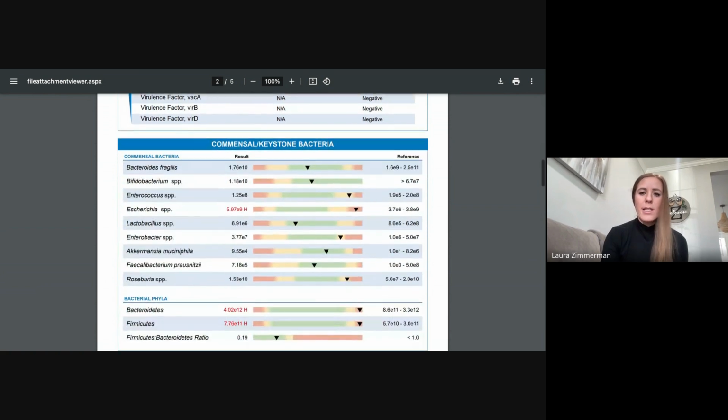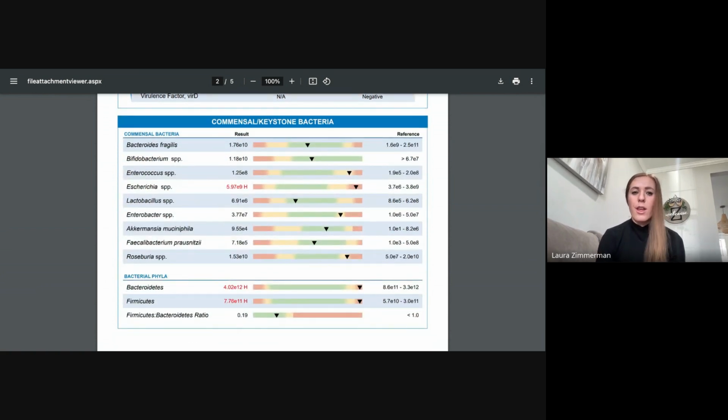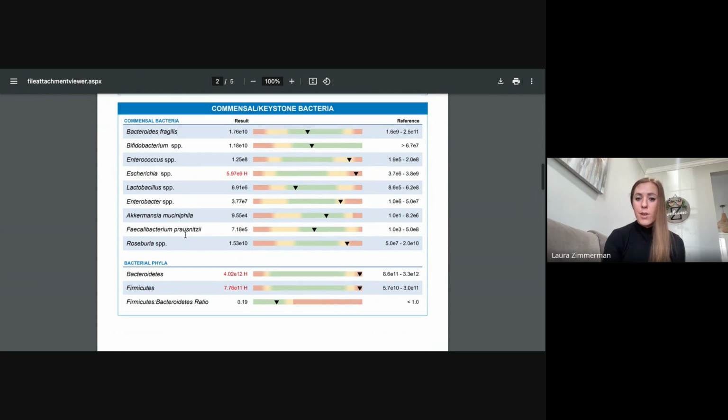The commensal and keystone bacteria are the bacteria that you want to live there. They really help make up your immune system. They're the good guys. You want to keep them growing. And so you really want everything in the green here. And you can see that a few of mine are over to this overgrowth side, which is the right-hand side. The left-hand side would be a low level, the middle is where you want it, and the right-hand side is high levels. And so this goes over some individual bacteria that are really important for the microbiome.